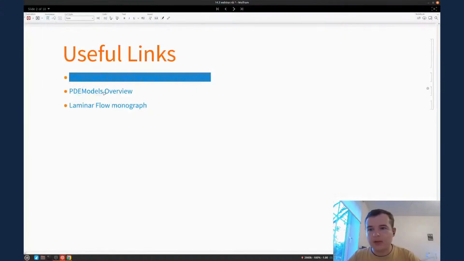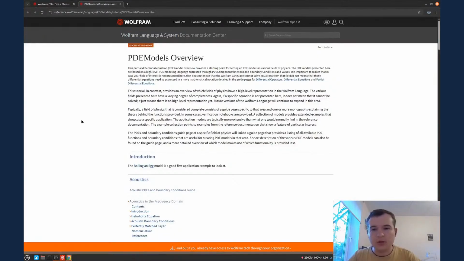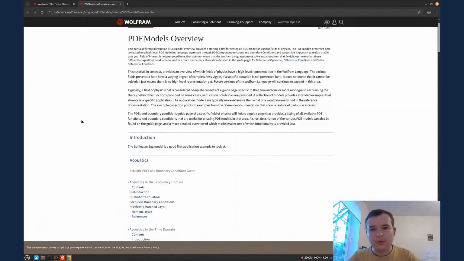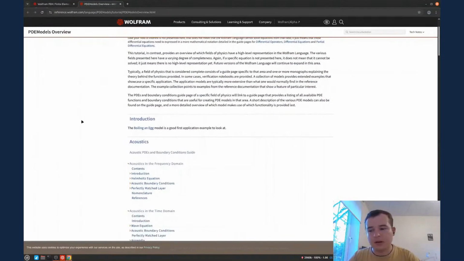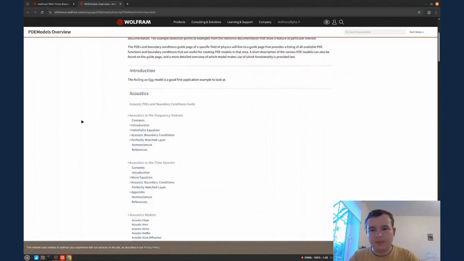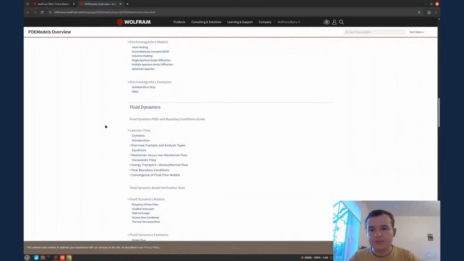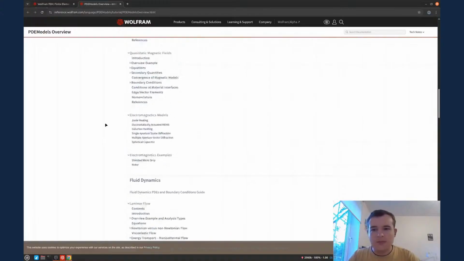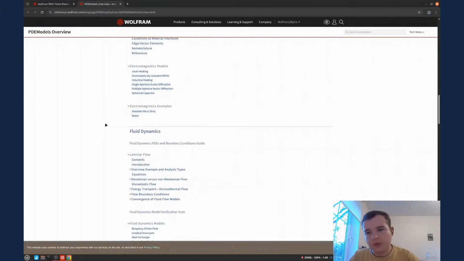The second link is the PDE models overview page. This is a part of the documentation, and it gives an overview of all the PDE models that are currently implemented for the Wolfram Language. So acoustics, electromagnetics, fluid dynamics, which we are going to discuss today. It features links to the monographs and examples, both examples that serve as an introduction and more advanced examples.